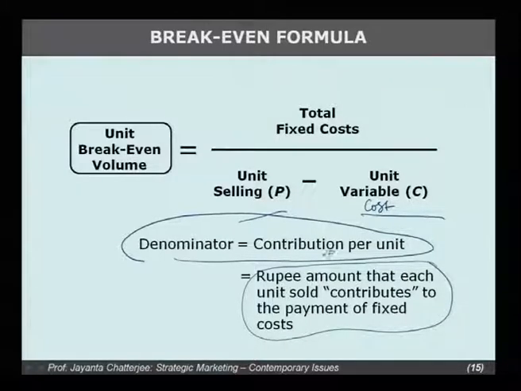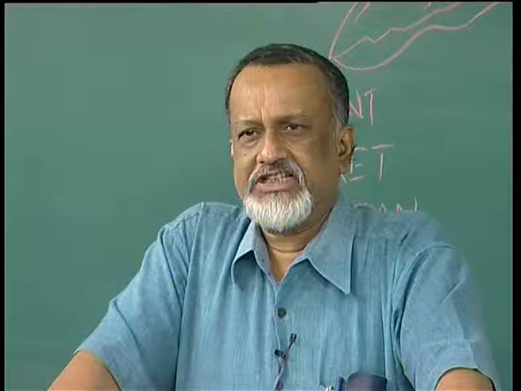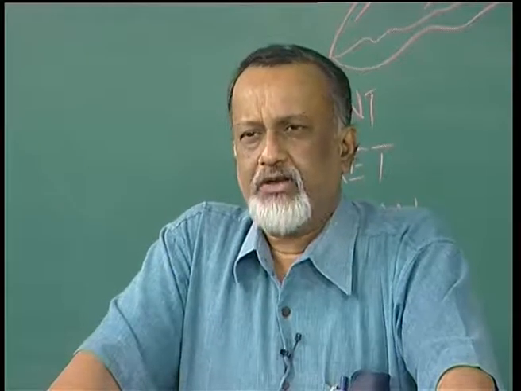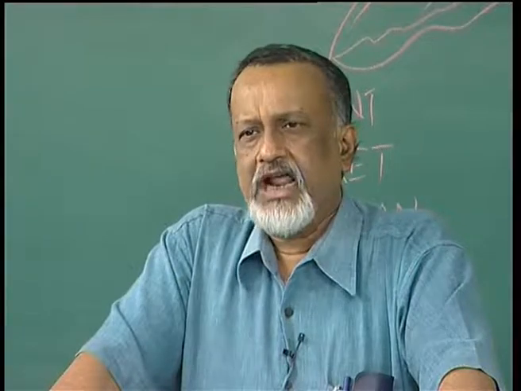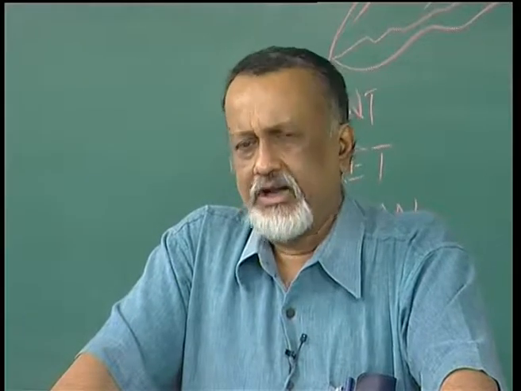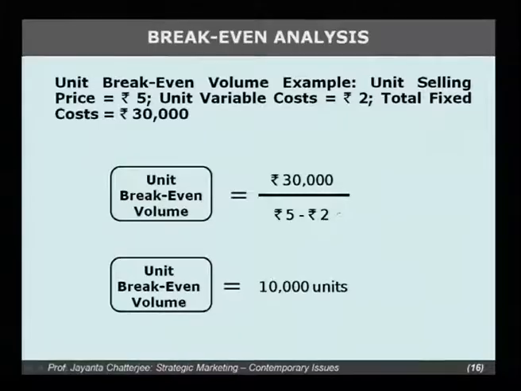This contribution, that is why we call it contribution, because it contributes to the payment of fixed costs. And then we can apply some numbers. Suppose your unit selling price is 5, unit variable cost is 2 rupees and total fixed cost is 30,000. So, 30,000 divided by 5 minus 2, which is 3.